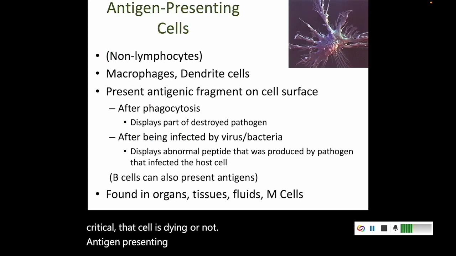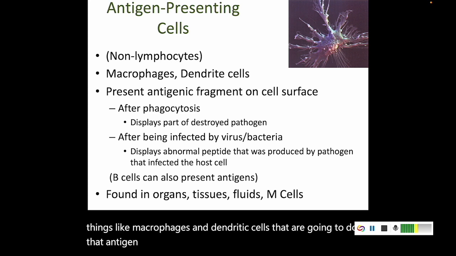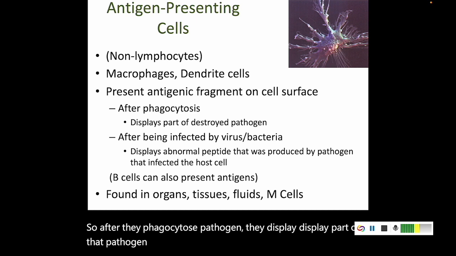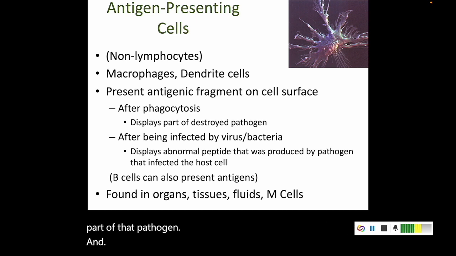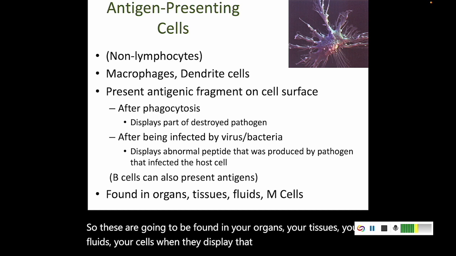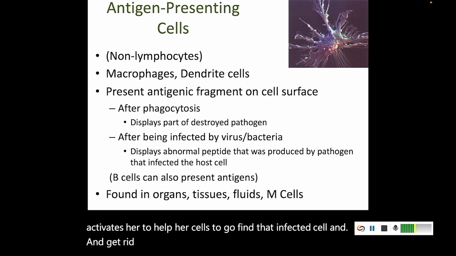Antigen-presenting cells will be cells that are not lymphocytes, things like macrophages and dendritic cells that are going to do that antigen presentation. They have the MHC class 2 on their surface. So after they phagocytose a pathogen, they display part of that pathogen, and so these are going to be found in your organs, your tissues, your fluids, your M cells. When they display that part of the pathogen, it activates your T helper cells to go find that infected cell and get rid of the infection.